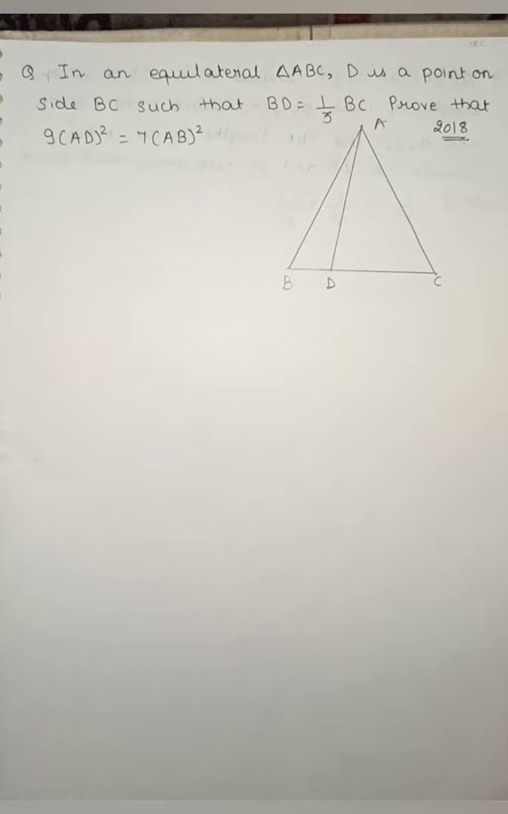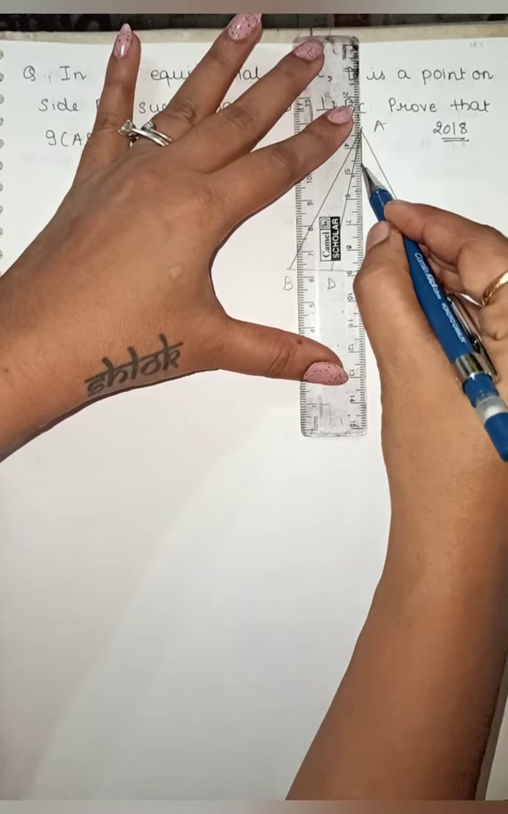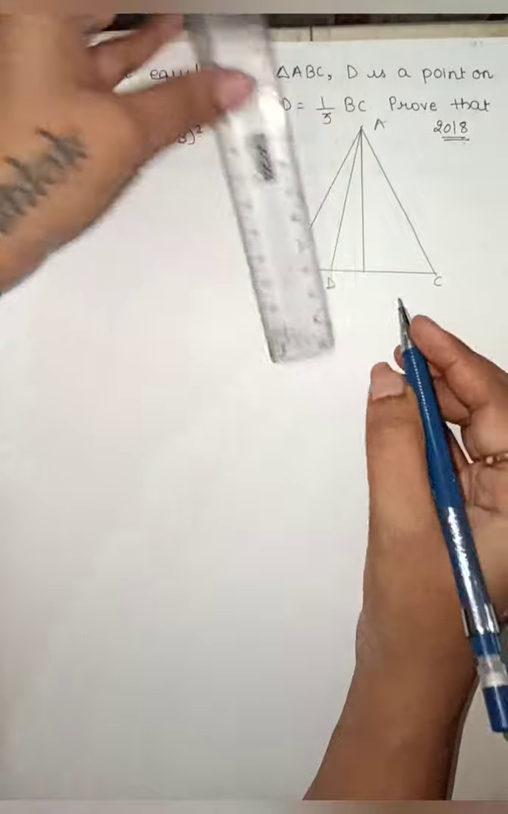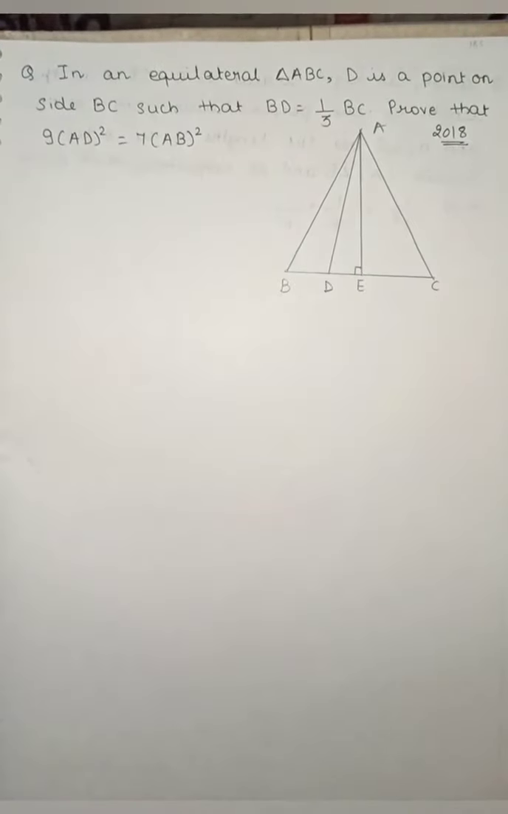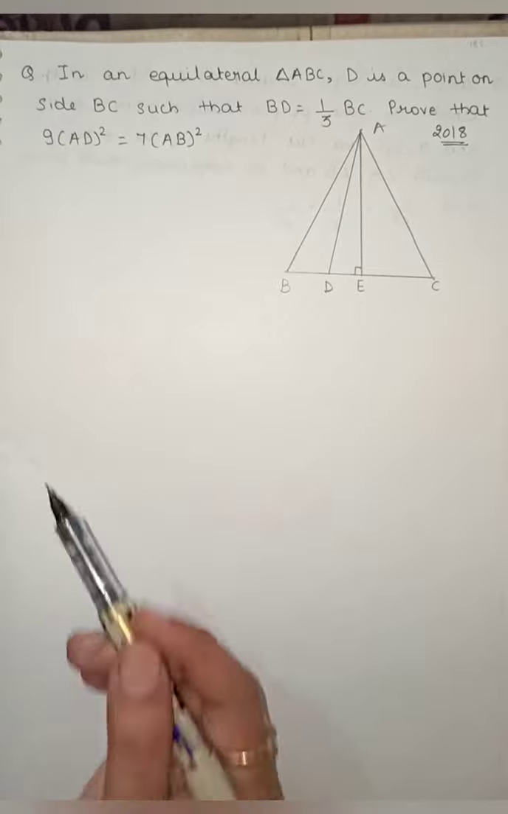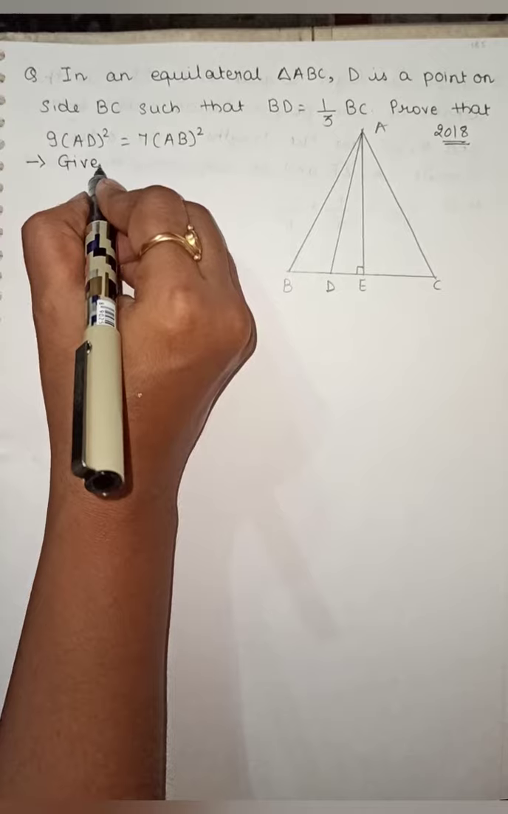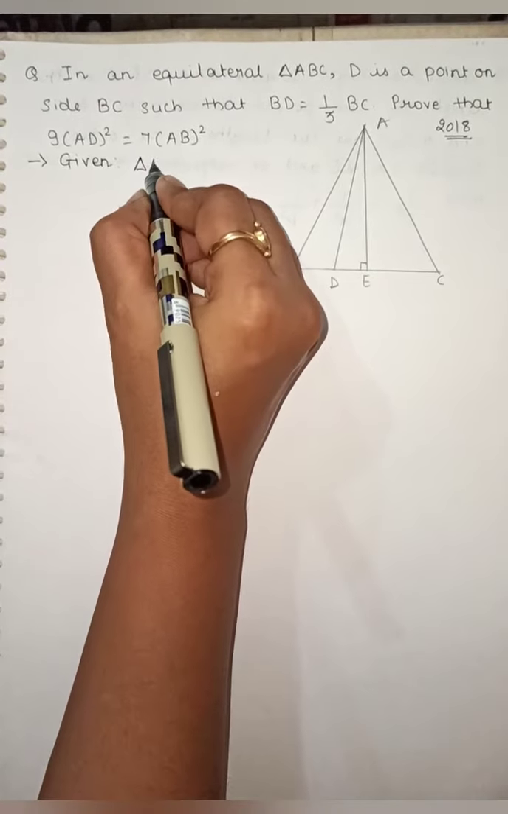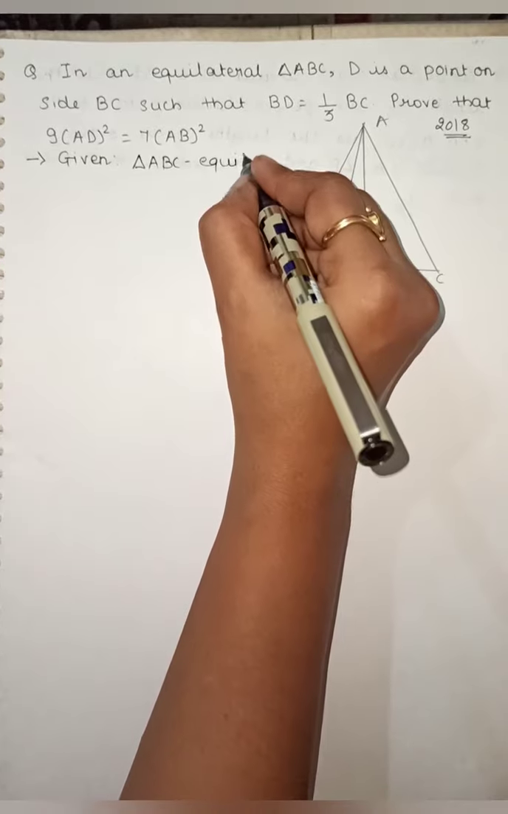Okay, so there is one construction that has to be done, and that is you have to draw a perpendicular from A on side BC. Let us name the perpendicular as E. Okay, so this is the construction needed for this question. Let us write down whatever is given. What is given? It is said that triangle ABC is what kind of triangle? It is an equilateral triangle.